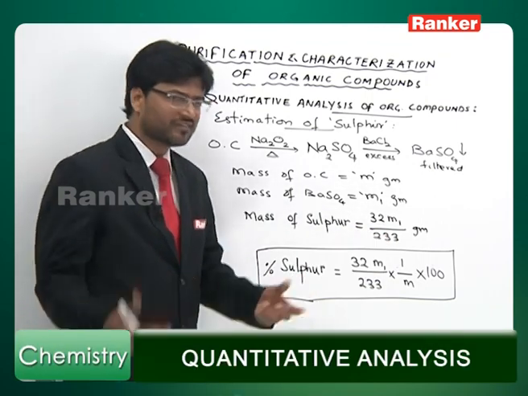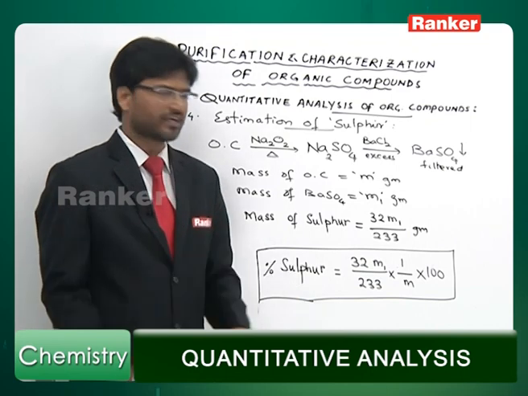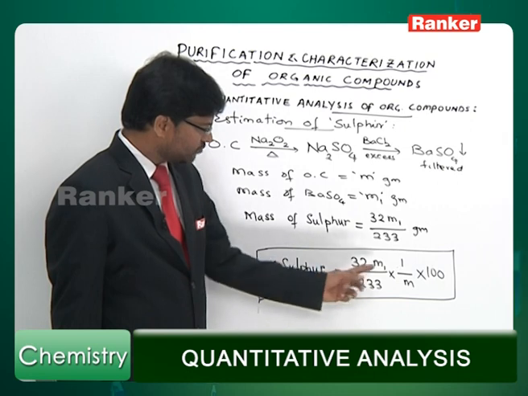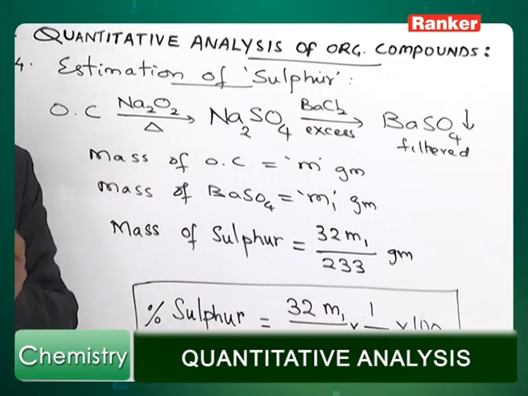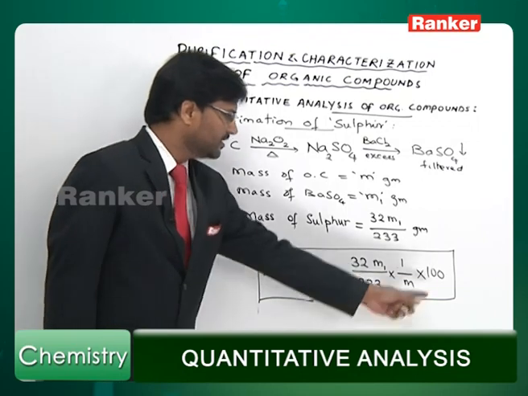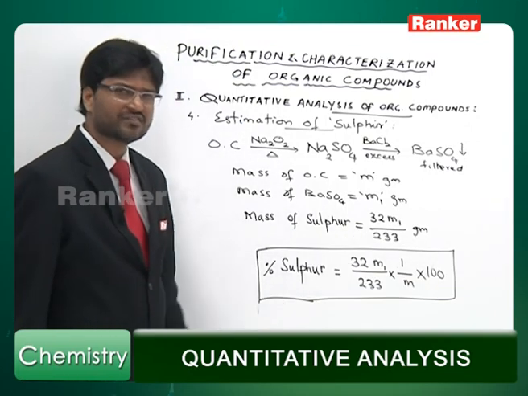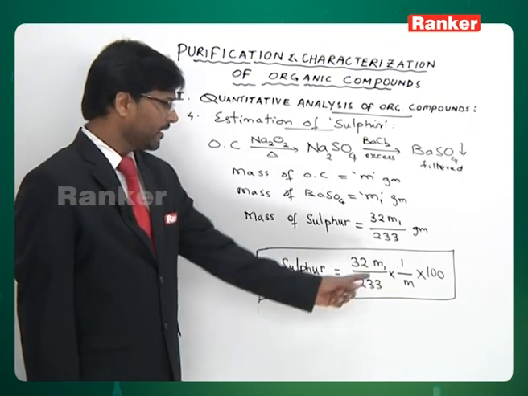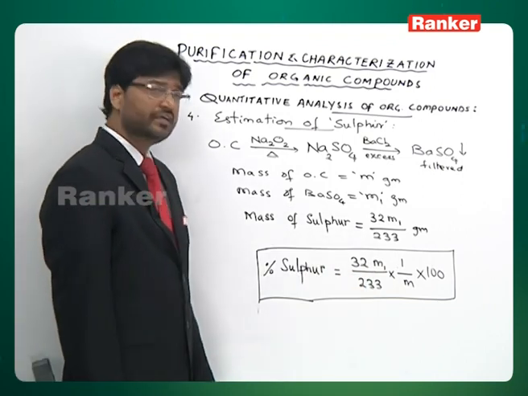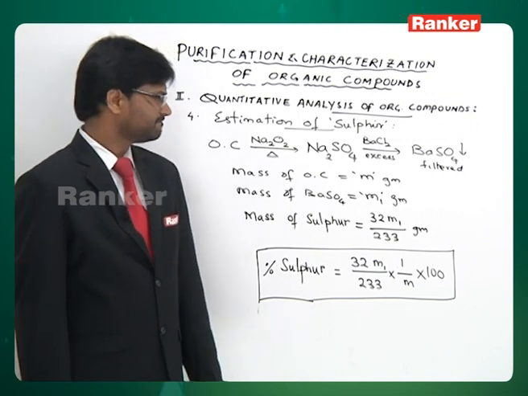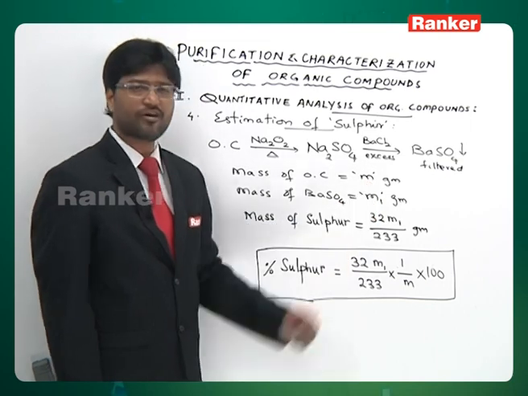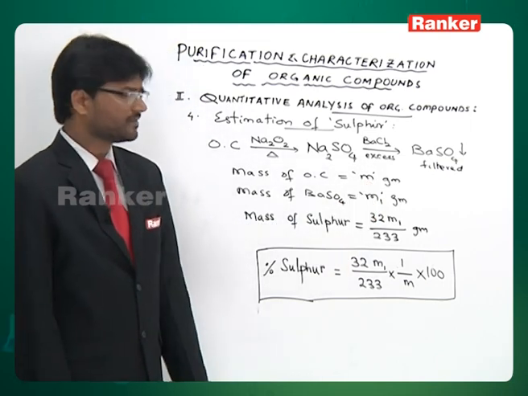So, now it becomes very simple. Mass of sulfur divided by mass of organic compound into 100 gives percentage of sulfur. So, this part of it, 32 m1 by 233, is nothing but mass of sulfur. This m is the mass of organic compound into 100, that gives percentage of sulfur. This is how it is obtained. m1 is the mass of BaSO4 which is formed in the reaction, and m is the mass of organic compound taken initially.